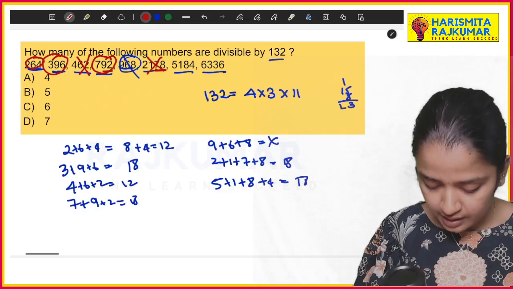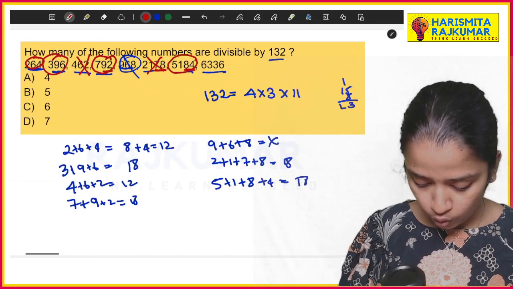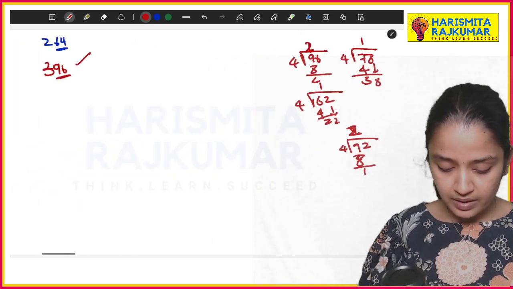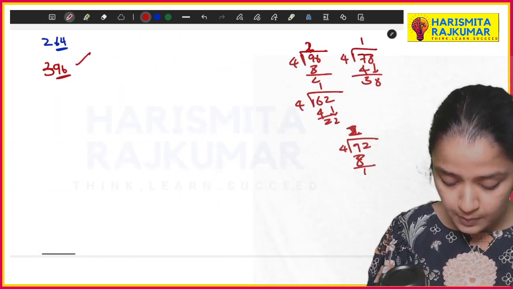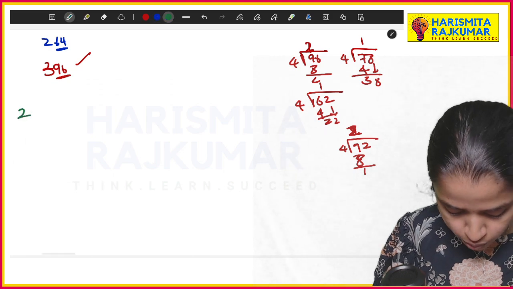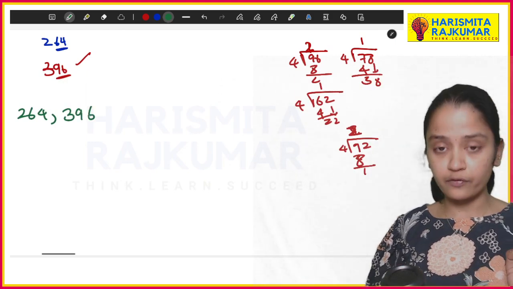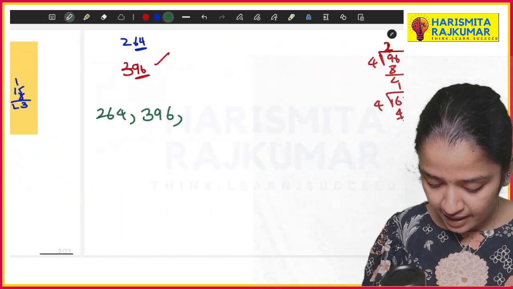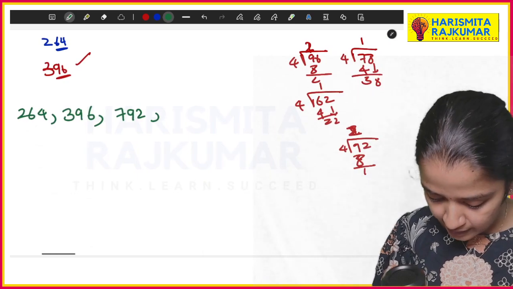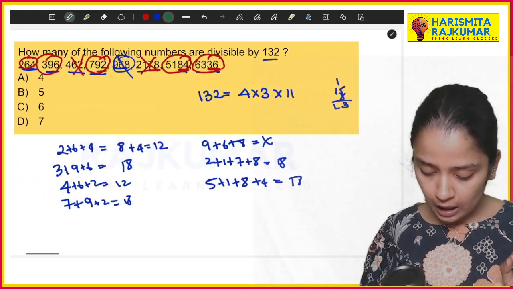And this number, it is remaining 84. Okay, 84, yes, it is divisible by 4. And 36, yes, it is divisible by 4. So what are the numbers? The numbers that are divisible by 4 and 3 are 264, 396, then 792, and then comes 5184. All of these are divisible by 4 and 3.